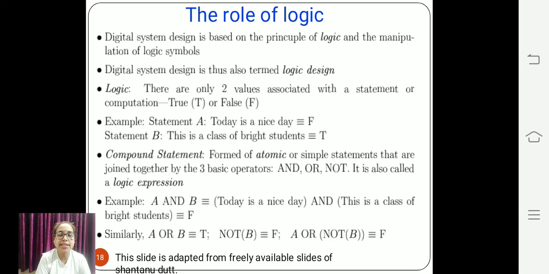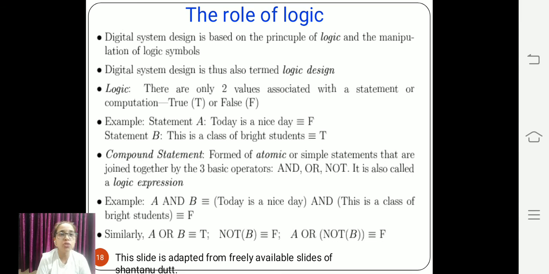Today is a nice day. If this nice day is not nice for you, then I am considering it as F. False means 0. Statement B: this is a class of bright students. All the children are bright because God has given everyone a good brain, so I write this as true. So a compound statement, if I am considering a compound statement, means a combination of both.